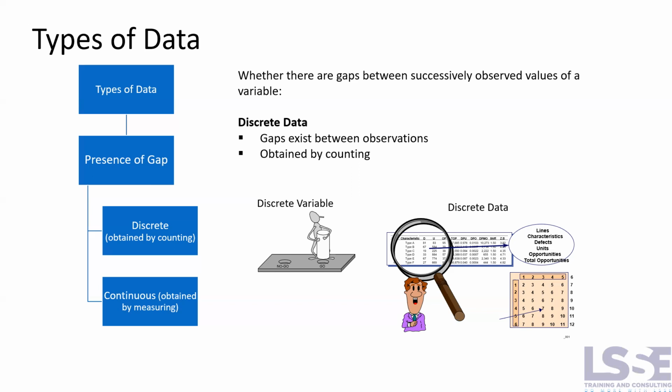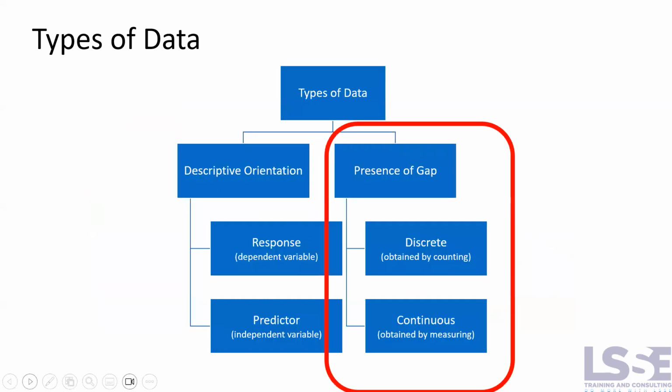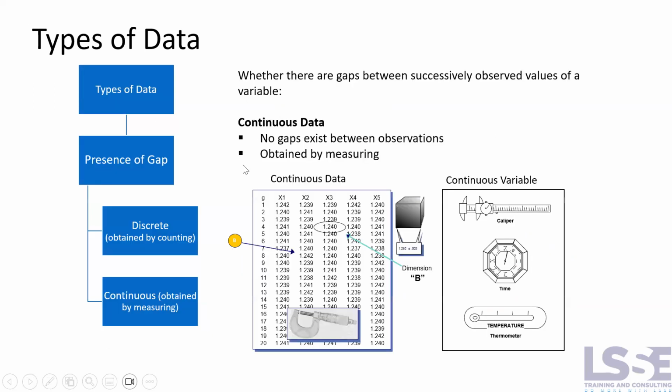You obtain this by counting, and there is a gap between observations. When you say there's a gap between observations, there's a gap between 1 and 2. It's only 1 and 2. No in between. No 1.2, no 1.3, no 1.8. Okay? So the first type of data is discrete. The second type of data is continuous. Okay? And this one is measured by counting.